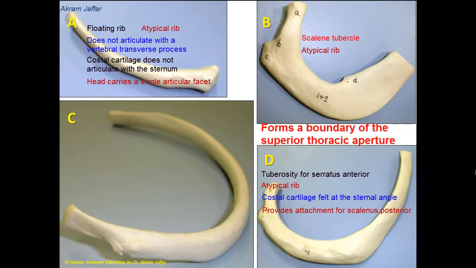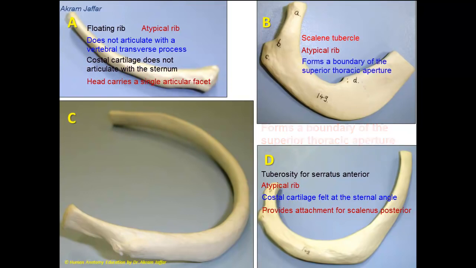Forms a boundary of the superior thoracic aperture. The superior thoracic aperture is bounded by the first rib, the manubrium of the sternum, and the body of the first thoracic vertebra, and so it is rib B that forms a boundary of the superior thoracic aperture. Typical rib, as we have mentioned, C is typical, the others are atypical. First rib, second rib, 11th or 12th ribs, they are atypical.